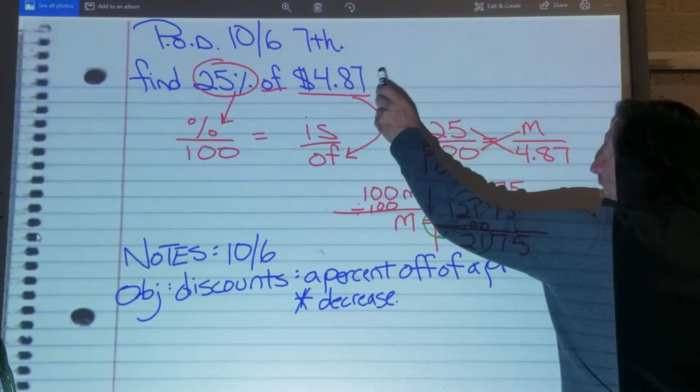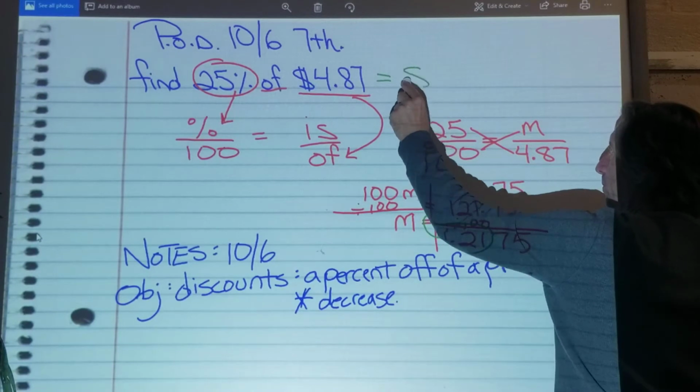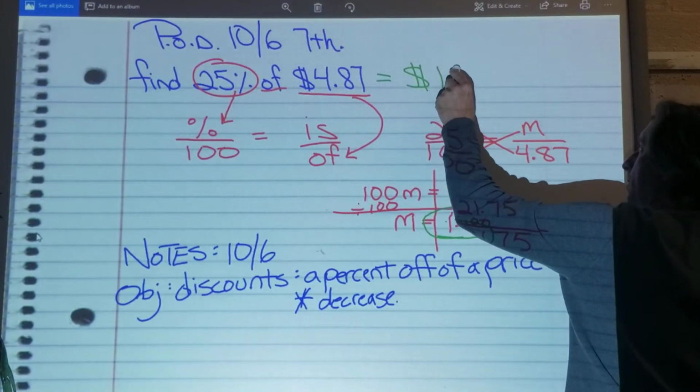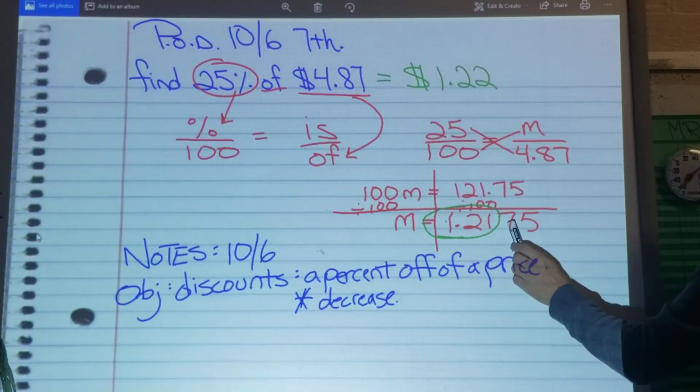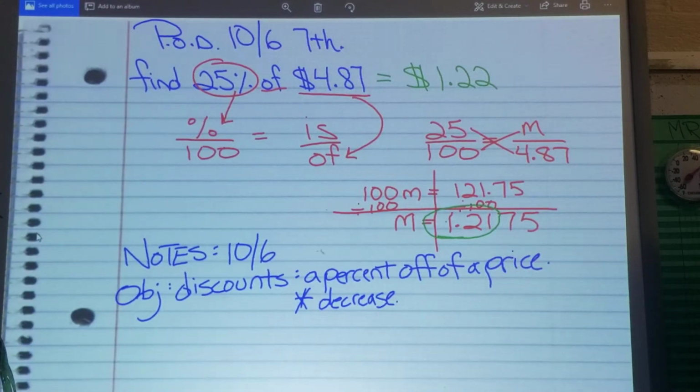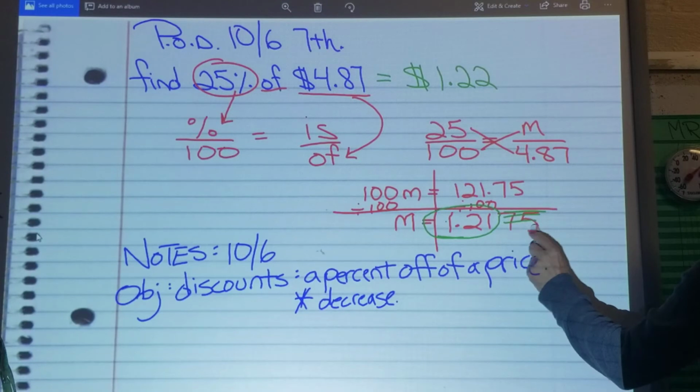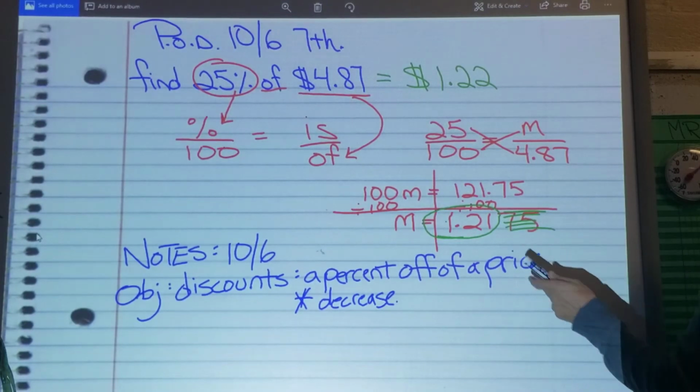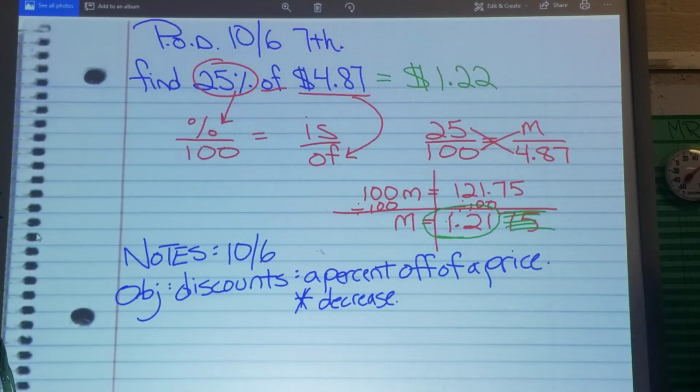So what is 25% of 4.87? $1.22. Now if this was like a 3 here, this would stay as $1.21. And then we just don't use these numbers because it doesn't look like money. Money always has two numbers after the point, right? So there you go. 25% of 4.87 is $1.22. That's estimated. That's close, right? Rounded to the nearest penny.